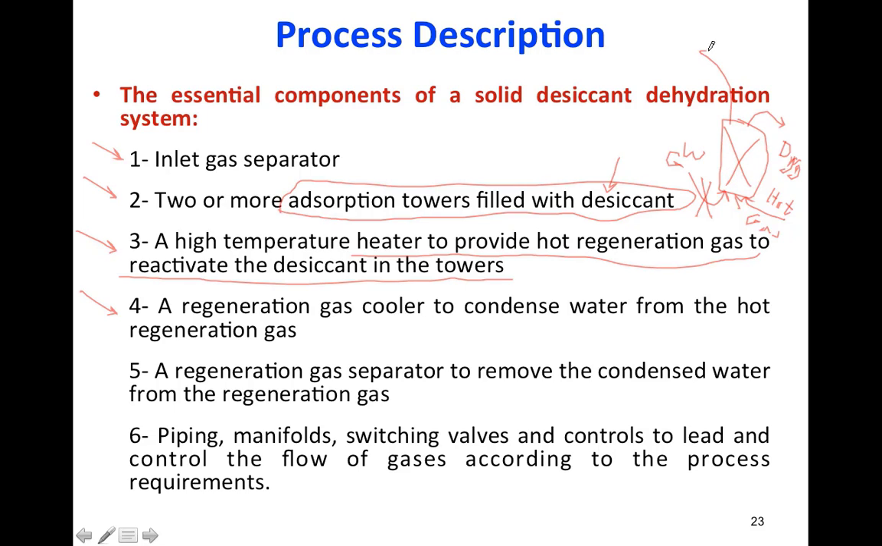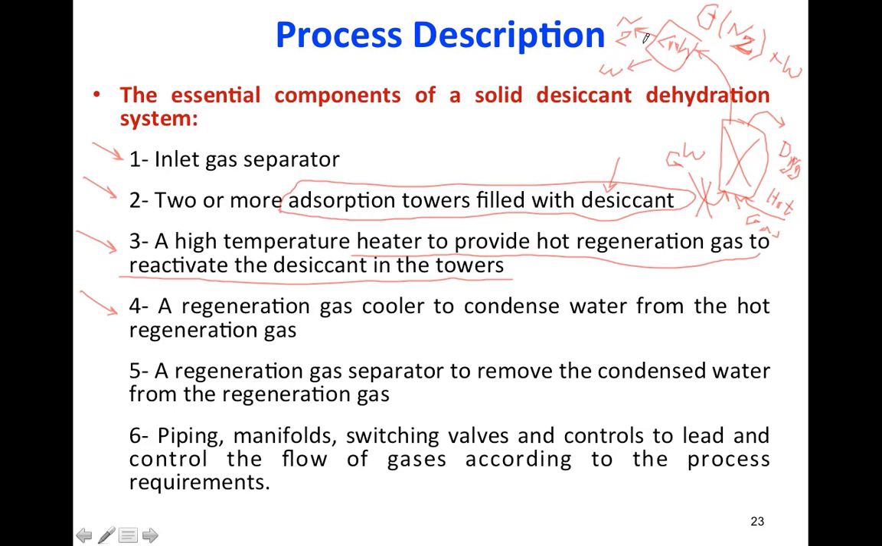So this hot gas, let's say it can be nitrogen, has a big amount of water. So we have to send it to the cooler, where we can condense the water, remove the water, and regenerate and use this gas again. It goes to the regeneration, to regenerate the solid particles, to remove the water.